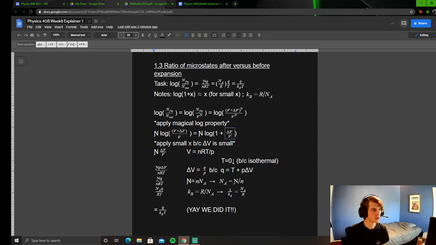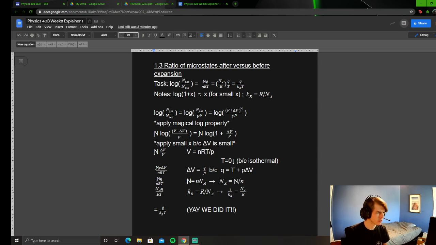From there, you apply the small x property up here because delta v is a small number, so a small number over a big number would be less than 1 and almost 0. So that would be a very small x. From there, you get this, and then substituting in a form of PV equals nRT, we get this equation.